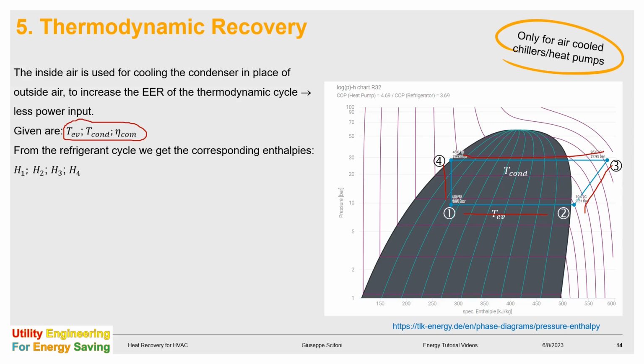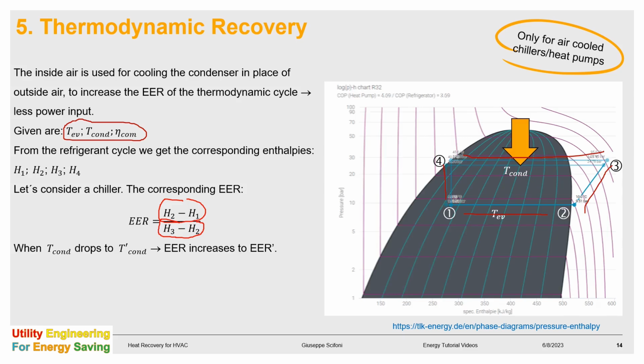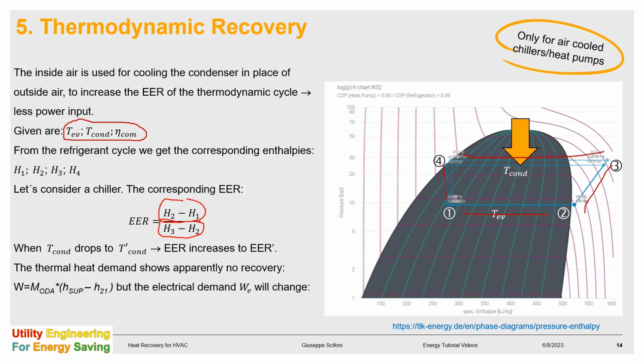The corresponding EER is the ratio between the enthalpy difference at low pressure from 1 to 2 and the compression work, that we can express as delta enthalpy from 2 to 3. Because of the heat recovery, the condensing temperature drops, thus increasing the EER. Definitely, the electric power WE needed to achieve the same cooling load W drops as per the formula displayed.